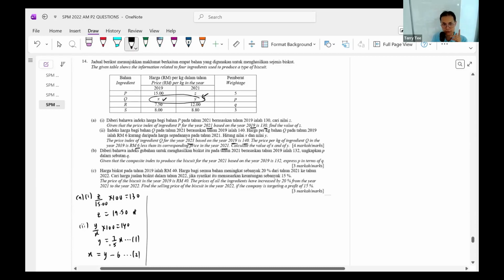So now that we got 2 equations, we can sub 2 in 1 or 1 in 2, it doesn't matter. Your X is equal to 7 over 5x minus 6. Multiply by 5, x equals 7x minus 30. 30 equals 2x. What's your x? X is 15.